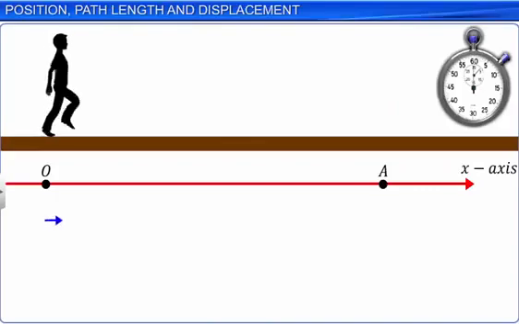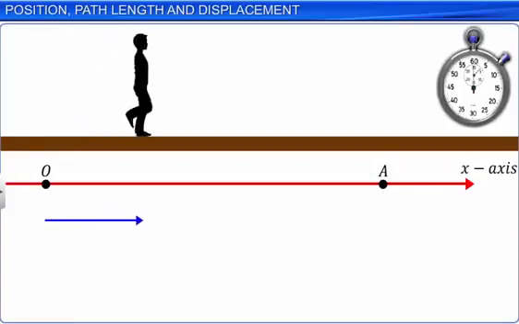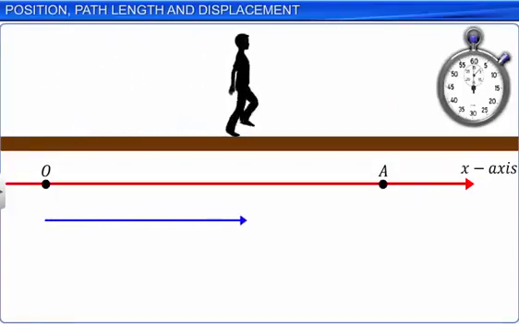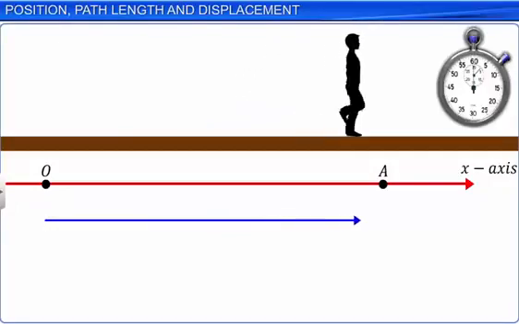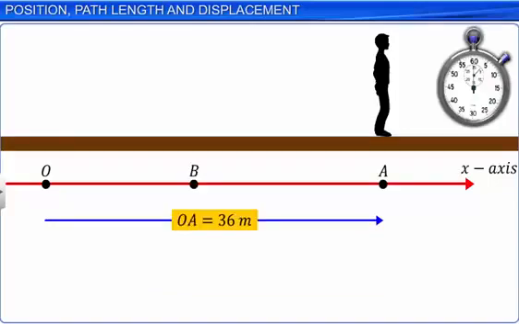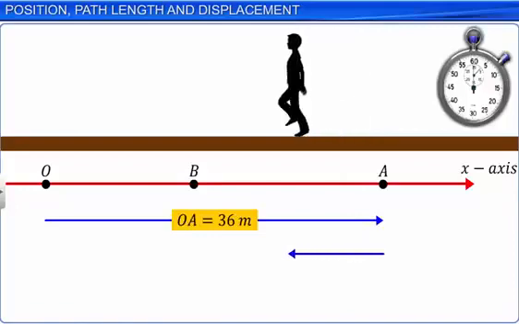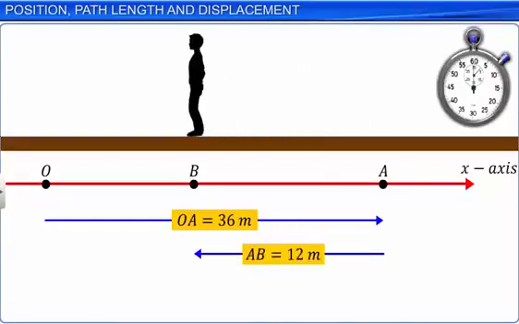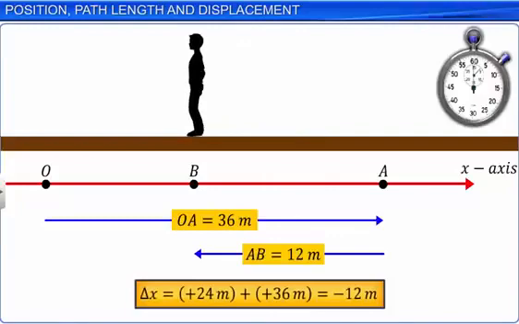For example, let's consider the displacement of the man moving from O to A. Delta x is the difference between the initial point and the final point, which is equal to 36 meters. The displacement of the man in moving from A to B is delta x, where delta x is the difference between 24 meters and 36 meters, which is equal to minus 12 meters.